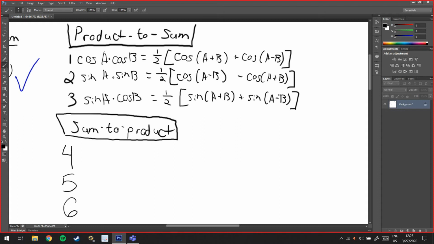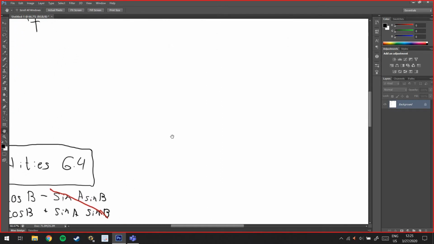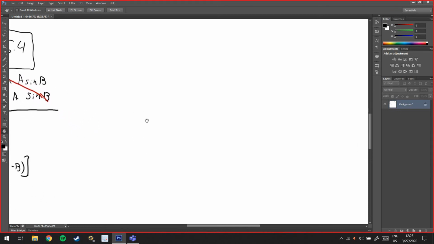That's it for the product to sums. We'll do one example to show how they can be used. But then we're just moving on to sum to product, and then we're just doing one identity with those.